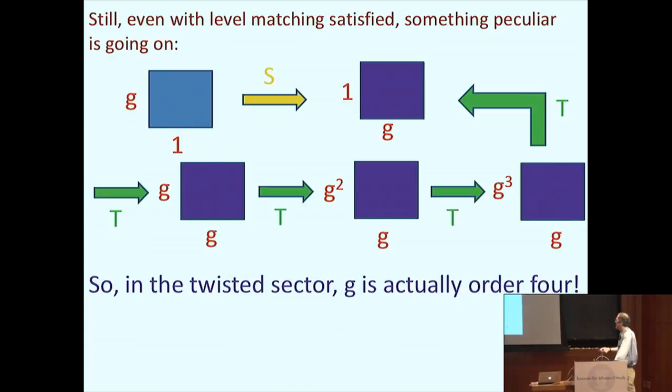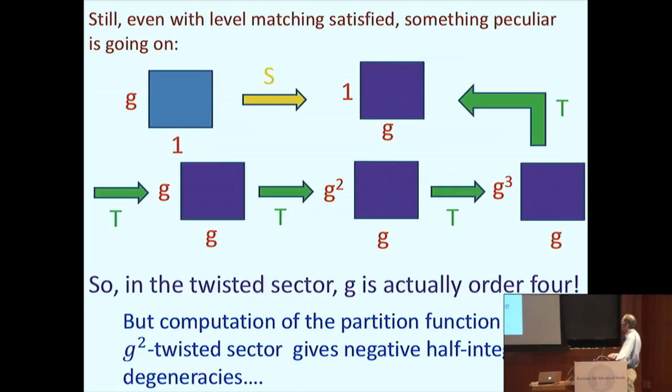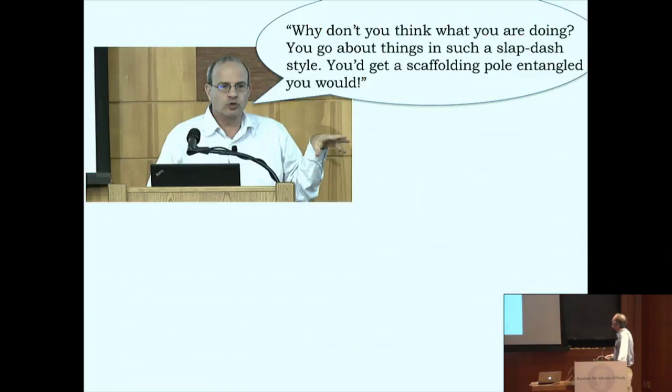Now, Jeff and I thought, well, you know, twisted sectors, they're funny things. So still, g has to be order 2 in the untwisted sector, and making that assumption, we calculated the partition function for the whole theory, and we found negative half-integer degeneracies. And we were quite confused about that for a while until we talked to Nati, who said, "Why don't you think what you're doing? You go about things in such a slapdash style. You'd get a scaffolding pole entangled." You would.